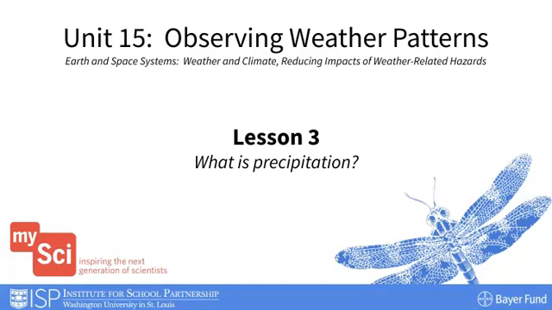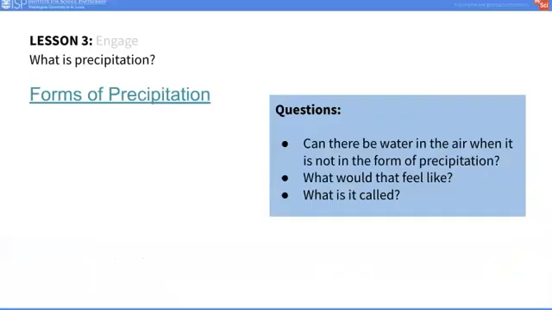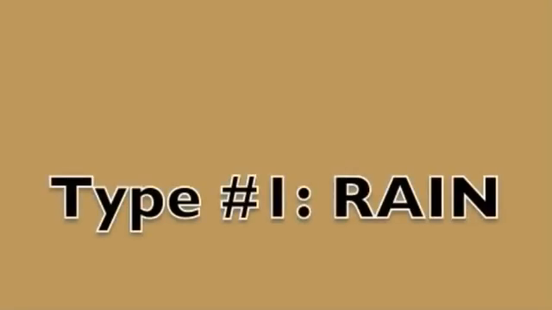They figure out that there are multiple forms of precipitation, and measures of precipitation are an important part of weather data points used by humans for a variety of purposes. In the Engage portion of this lesson, students will consider what the forms of precipitation are by watching a video. Students should recognize that rain, sleet, hail, and snow are all forms of precipitation.